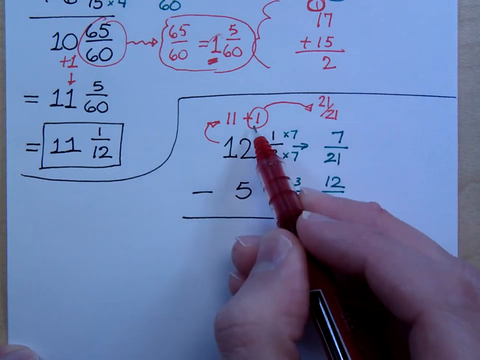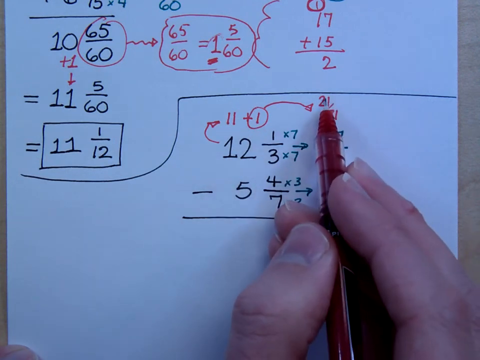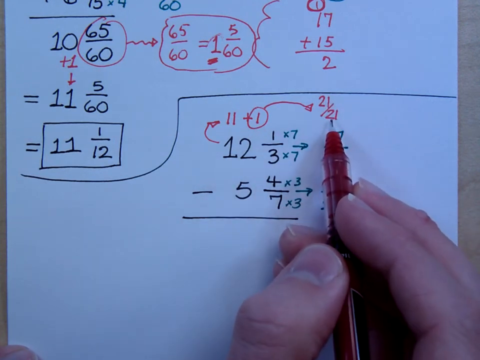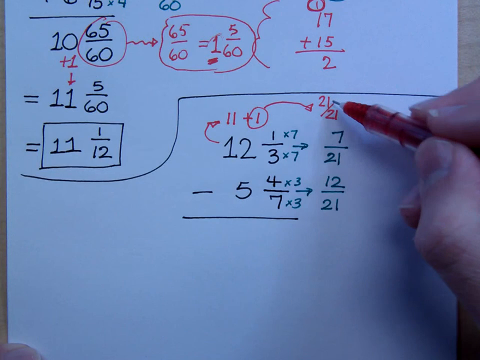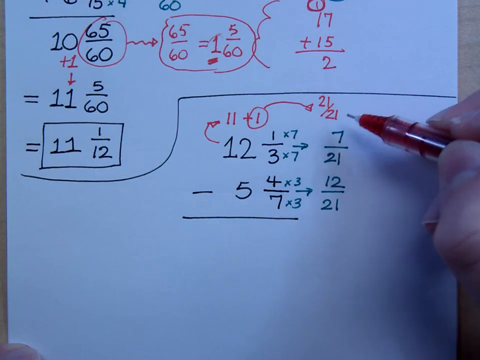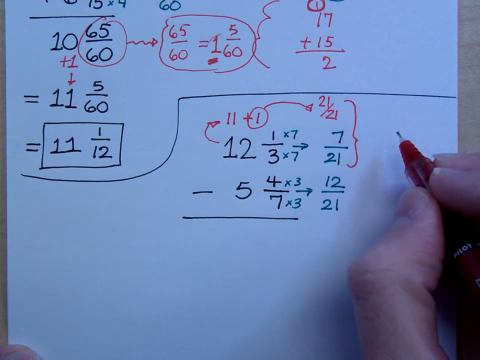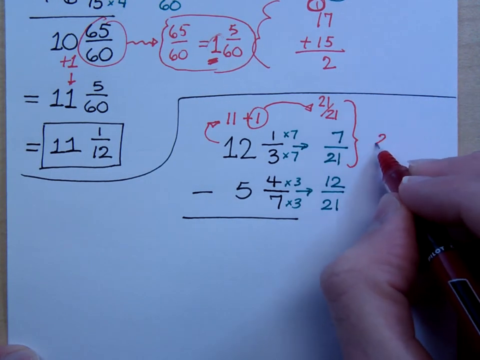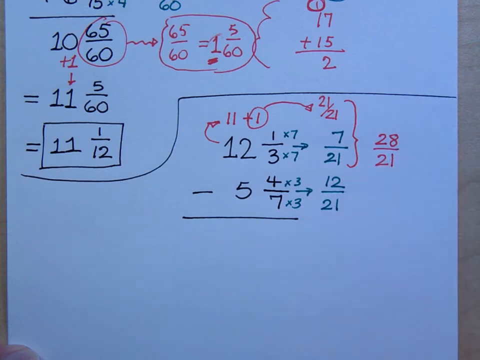This 1 is 21 over 21, right? This is a whole unit, so that's 21 out of 21 pieces, yes? So when I borrow that 1, how many pieces am I borrowing? I'm borrowing 21 out of 21 pieces, right? So that's going to make all of this equal to what? It's going to make that 28 out of 21.